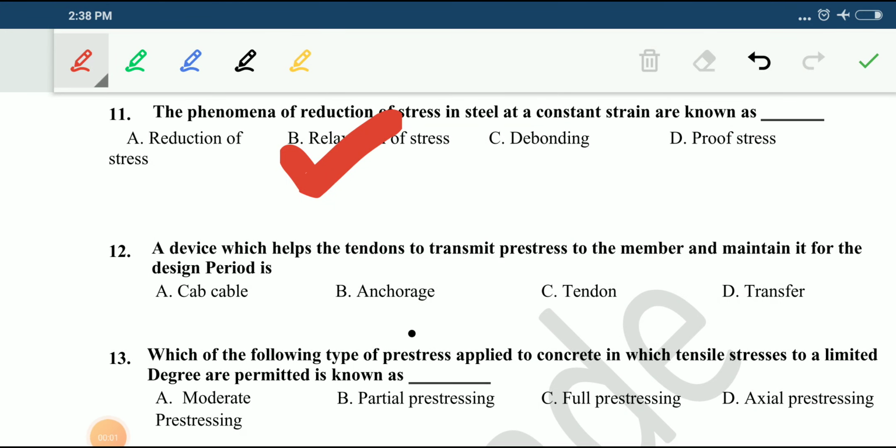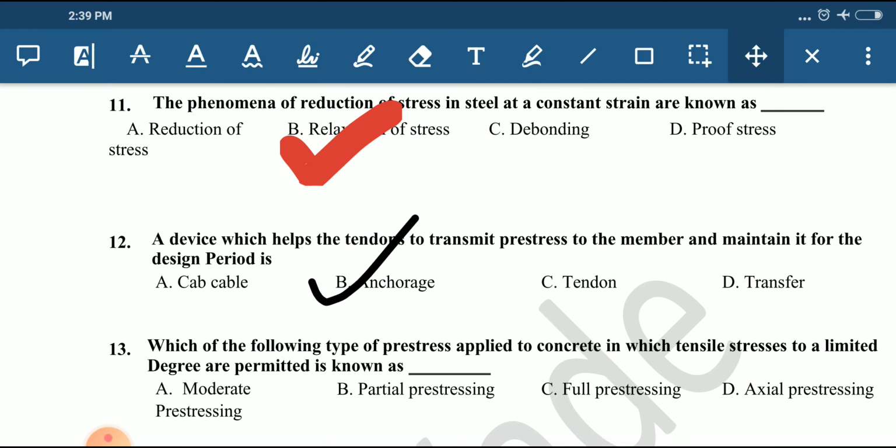The device which helps the tendon to transmit the pre-stress to the member and maintain it for the design period. The answer for this question is anchorages. Next: which of the following types of pre-stress applied to the concrete, in which tensile stresses to a limited degree are permitted, is known as?